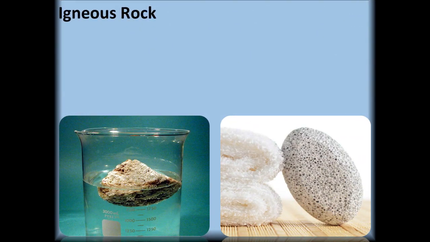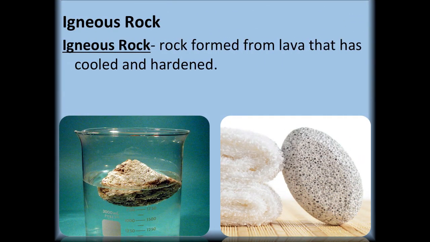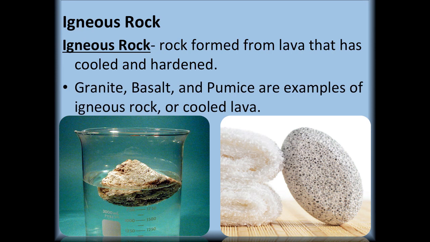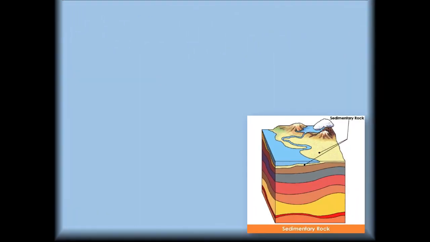Talk about igneous rock. Igneous rock, here's your definition: rock formed from lava that has cooled down and hardened. Igneous rock is rock formed from lava that is cooled and hardened. Examples of igneous rock are granite, basalt, and pumice. And a lot of you all, especially moms and women, you all know what pumice is. Well, that actually came out of a volcano. Pumice used to be lava. Sedimentary rock.